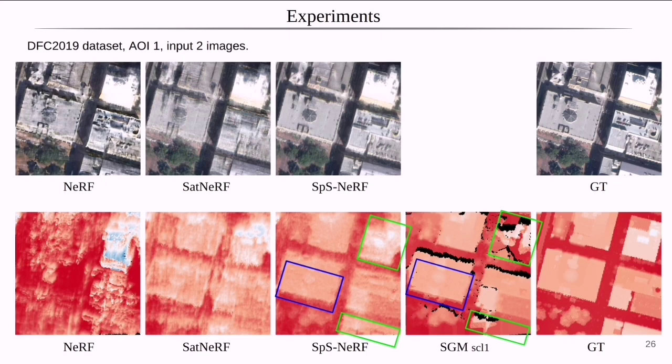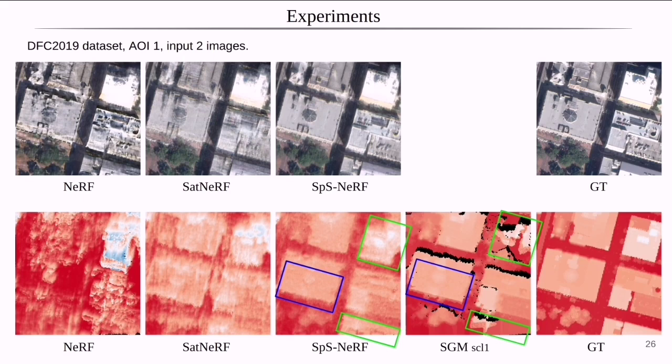Here are the results on the DFC 2019 dataset, AOI1, with 2 input images. The first row is the synthetic images, and the second row is the DSM. The last column is the ground truth. As we can see, compared to NeRF and Sat-NeRF, SPS-NeRF renders a sharper image and a more informative DSM, thanks to our dense depth supervision.